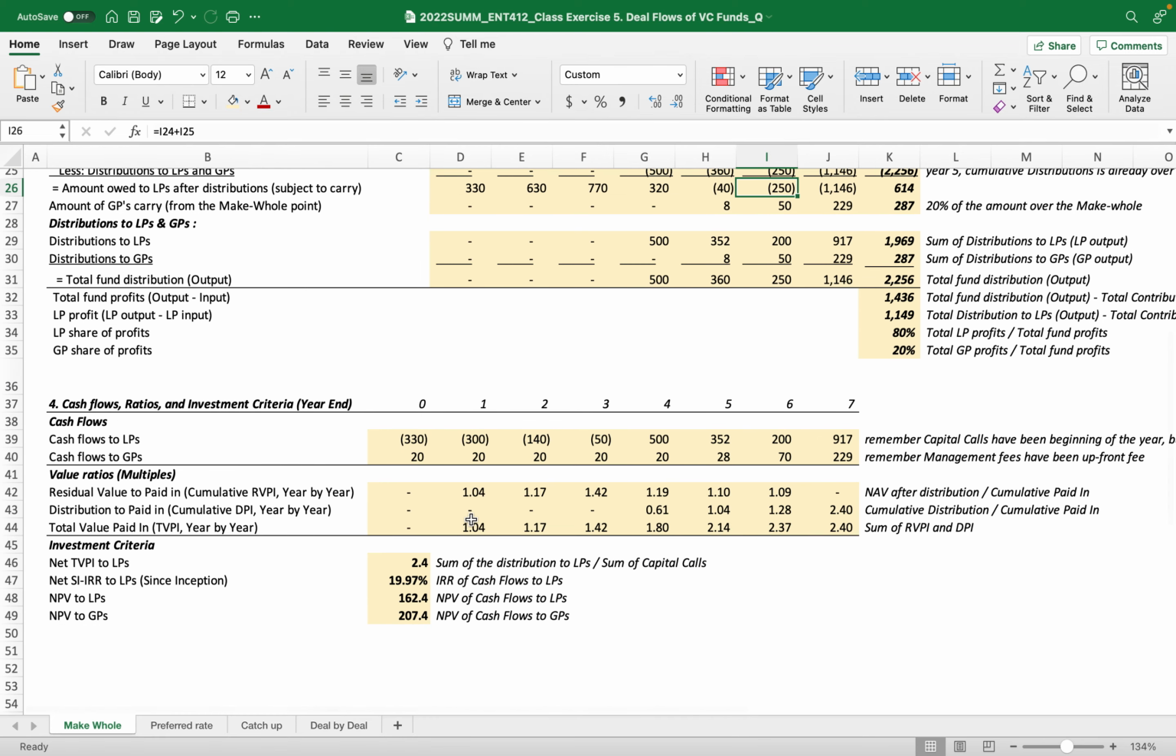And then how do we measure the performance of this fund? First, we need to get the cash flows of LPs and GPs, and then we will also calculate some IRR, and then some multiples here.